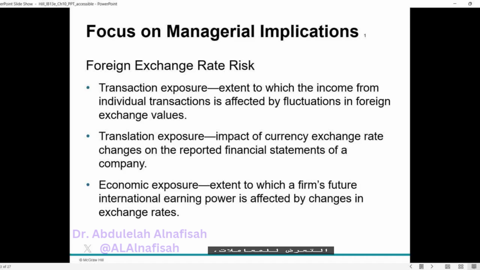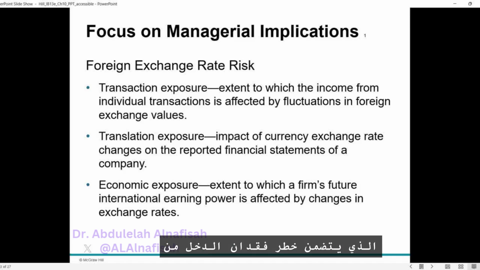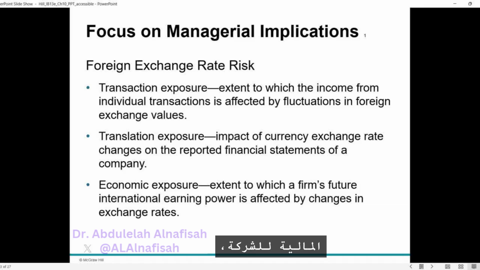Transaction exposure, which involves the risk of income loss from specific agreements affected by currency changes. Translation exposure, which concerns the impact of exchange rate shifts on the financial statements of a company, potentially altering reported equity and borrowing costs. And economic exposure, which relates to the long-term effects of currency fluctuations on a firm's future earning power and competitiveness. By recognizing and managing these risks, businesses can better navigate the complexities of global markets.